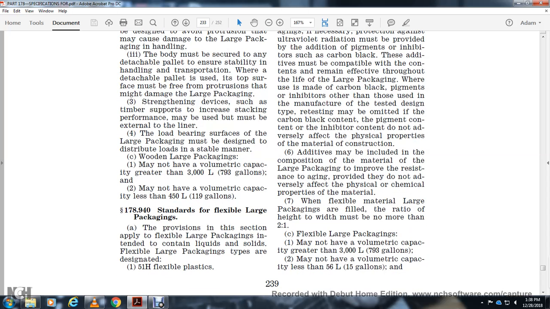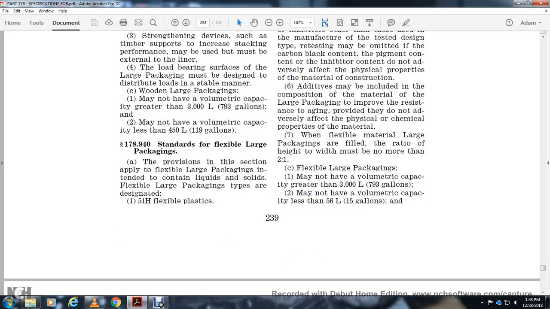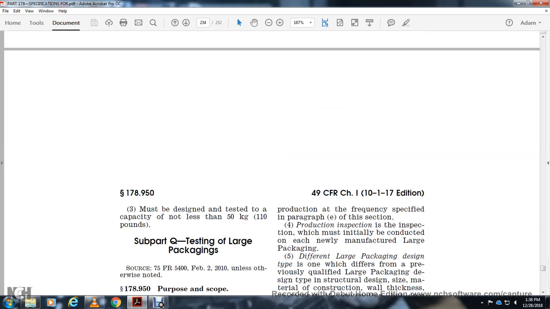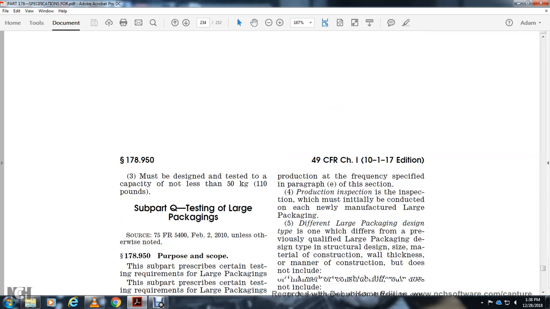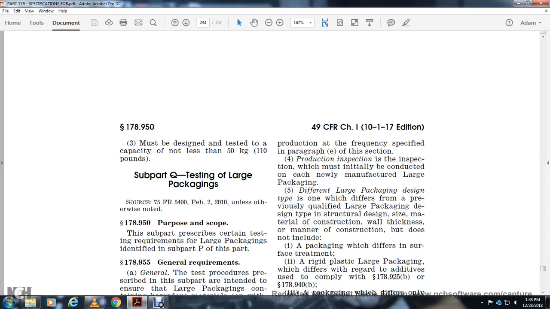Flexible large packaging may not have a volumetric capacity greater than 793 gallons. It may not have a volumetric capacity greater than 15 gallons, and must be designed to be tested at a capacity of not less than 110 pounds. Subpart Q, testing of large packagings.